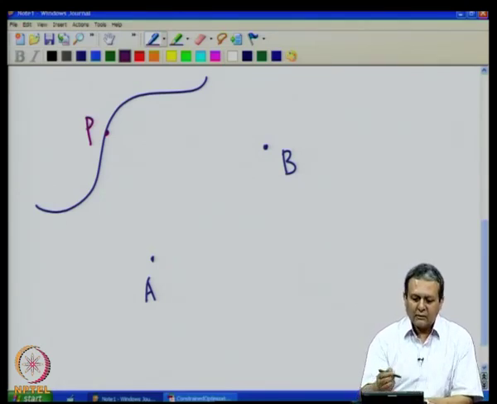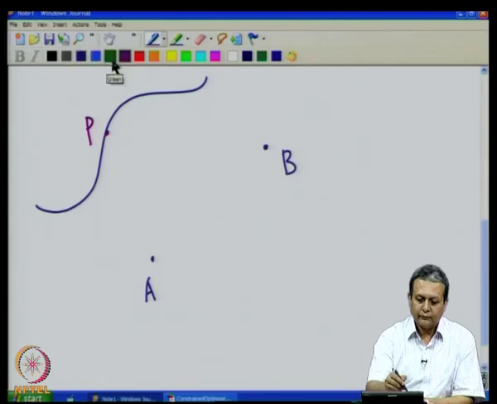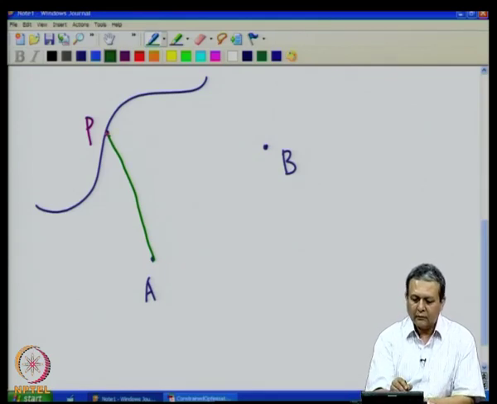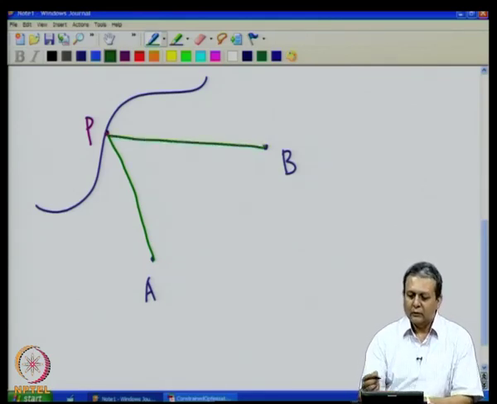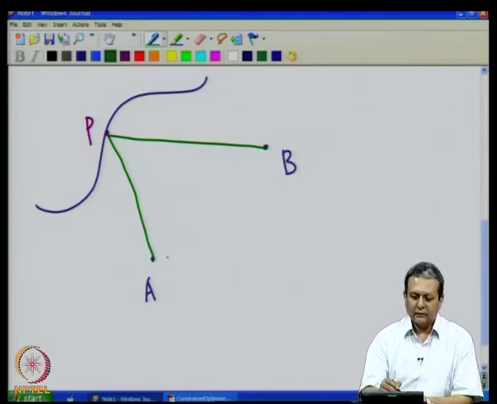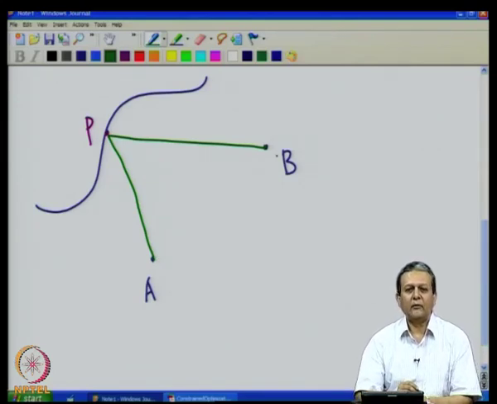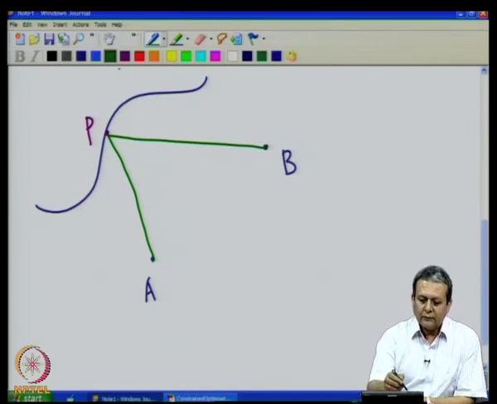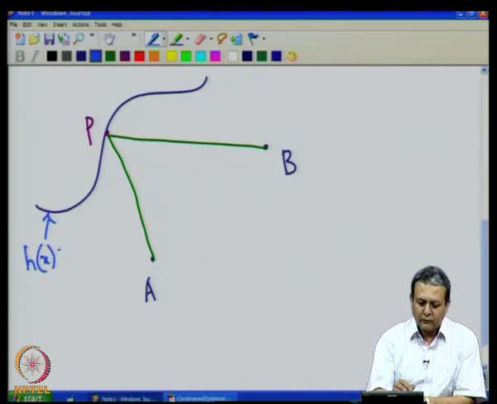Okay. So, our aim is to move from A to P and then P to B. So, what we want to do is find the point P on this curve such that the total distance traveled, which is the distance AP plus distance PB, is minimized. So, let us assume that we are using Euclidean distance. So, let us denote this curve by, say, h of x equal to 0.